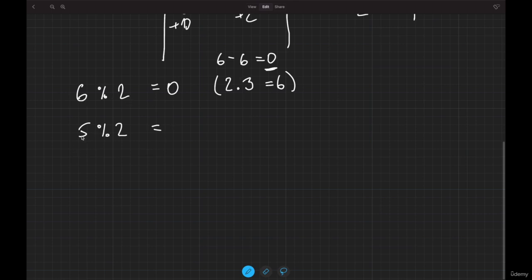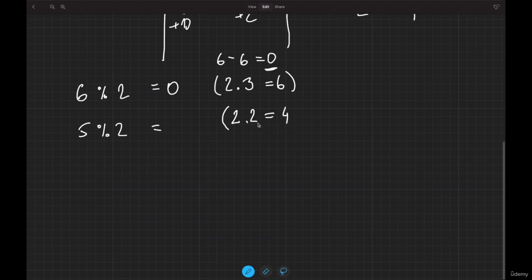Let's see on number 5. How many times can I fit number 2 into 5? By the way, I'm looking for whole numbers. I can fit 2 at the most 2 times into 5, which gives me 4. If I said 3 times, this would give me 6, which is already too big. So I'm looking for the same value or a lower value. I can fit at most 2 times, which gives me 4.